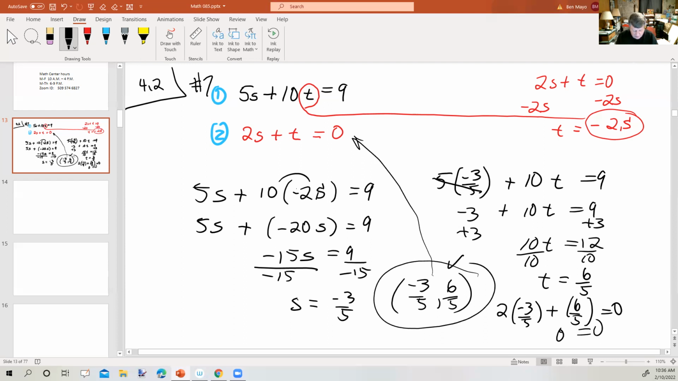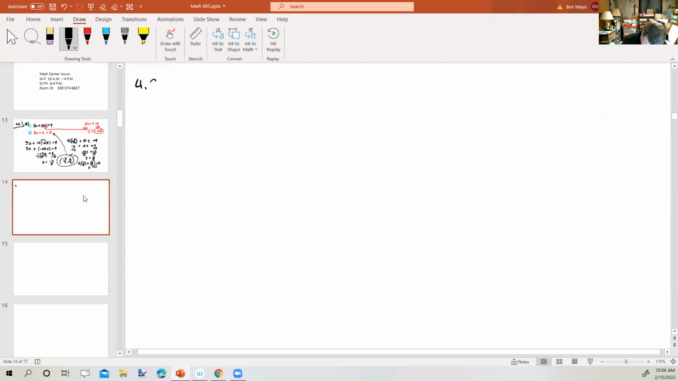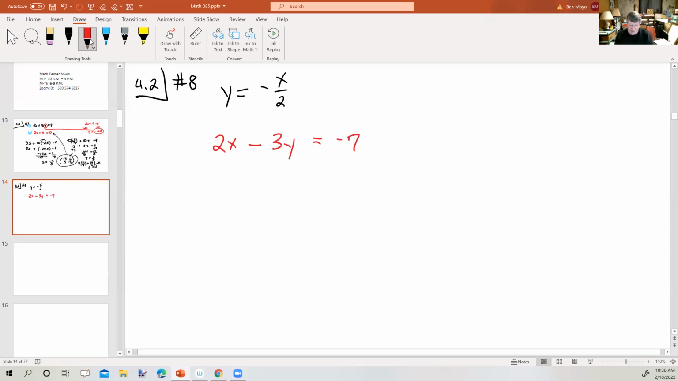This is also from section 4.2. This is number 8. Same directions, solve the system by substitution if possible. If the system has no solution or infinitely many solutions, so state. And we have y equals negative x over 2 as our first equation, and 2x minus 3y equals negative 7 as our second equation.